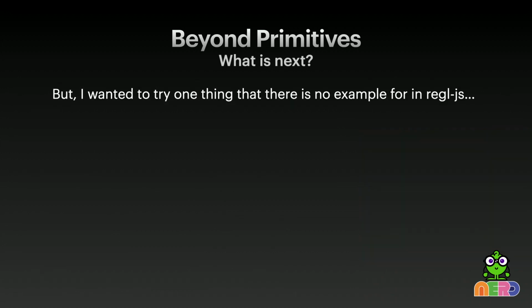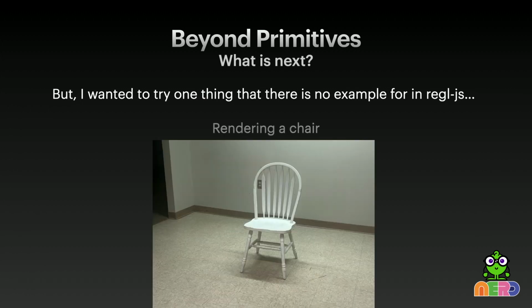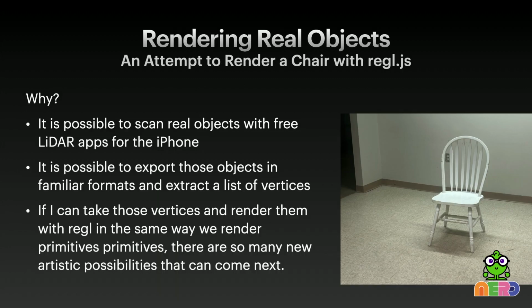Cool. But one more thing that I didn't see any demo for on the Regl website. Because this whole idea is that we're dealing with vertices, we're dealing with very real physical things, I wanted to try a chair. I wanted to try to render an actual real chair. So why? It's possible to scan real objects with anyone who has an iPhone or an Android phone. Most of our modern phones have LiDAR capabilities. You can scan physical objects, and there's a bunch of free apps. Then now you have a list of vertices. So, just pass those in, right?